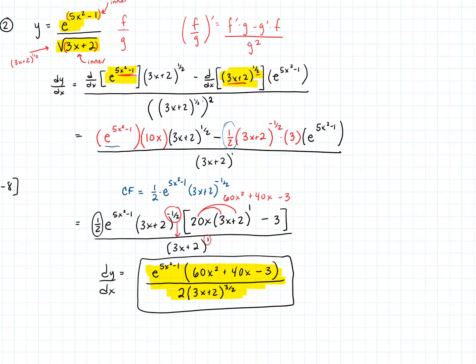So here is the whole picture. It was a quotient, so of course we had to apply the quotient rule, but within the quotient rule, we were applying the chain rule on this example.